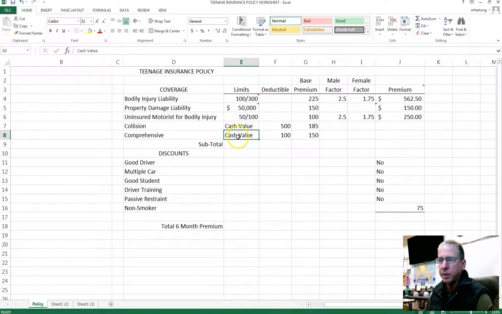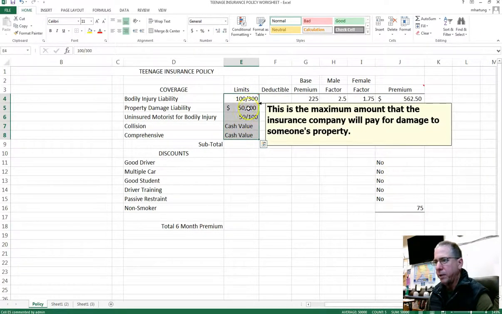Same thing with comprehensive. We've talked about comprehensive. This would be some other event other than a collision or a rollover. Baseball hits the window, tree falls on your car, and once again, that would be a cash value amount. So go ahead and make sure you have all of those in there. You can insert those comments if you like for study.